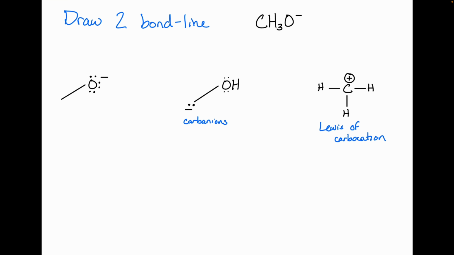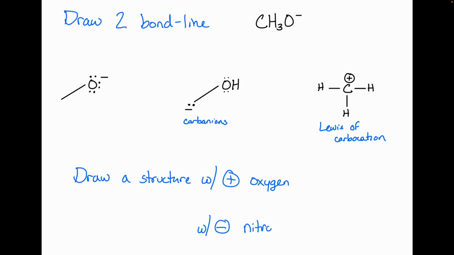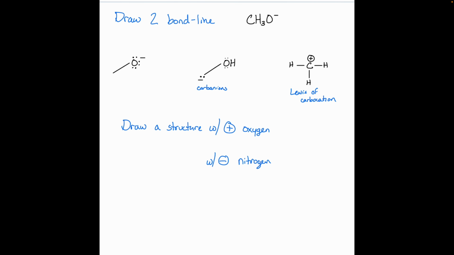All right, sticking to this idea of formal charges here, I want you to draw an example of a structure with a positively charged oxygen and then one with a negatively charged nitrogen. You can put however many carbons you want. But I want that oxygen to have a formal charge of +1 and nitrogen to have a formal charge of -1.